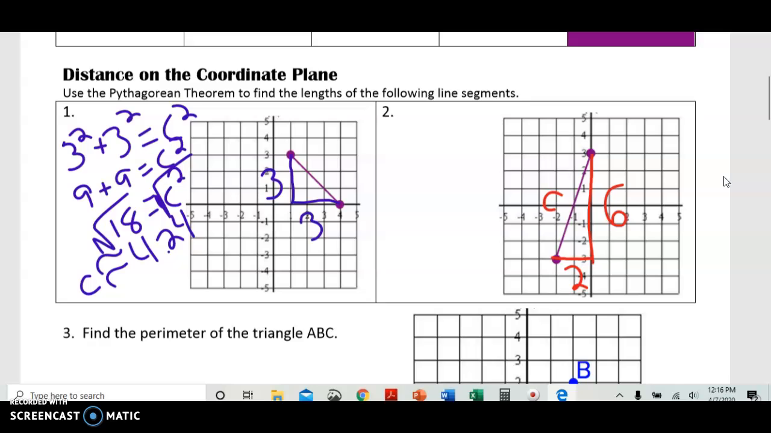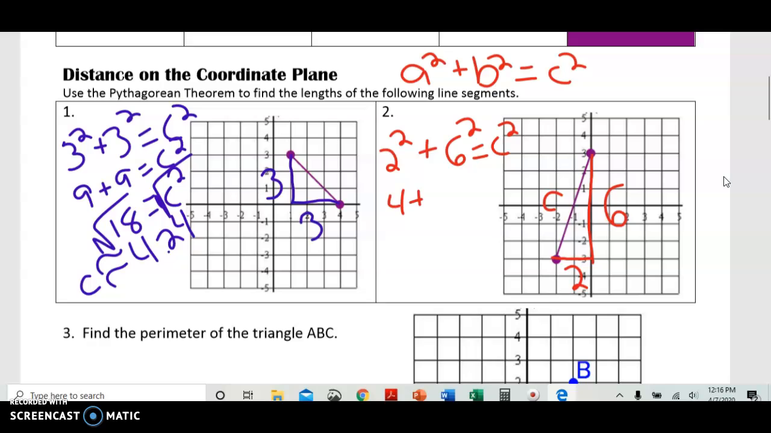So we're going to set it up in Pythagorean's theorem. a squared plus b squared equals c squared. We'll write that up here. And we're just going to fill in everything that we know. So 2 squared plus 6 squared equals c squared. 4 plus 36 equals c squared. 40 equals c squared. Take the square root of both sides to eliminate our exponent.